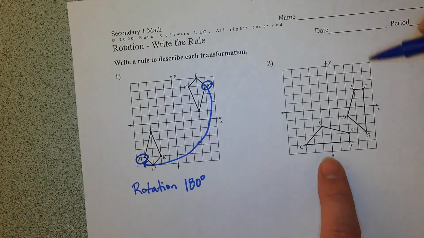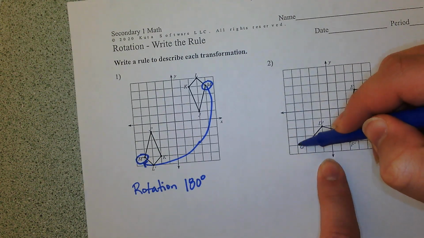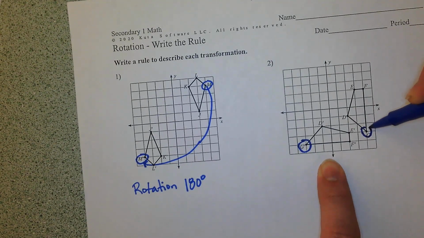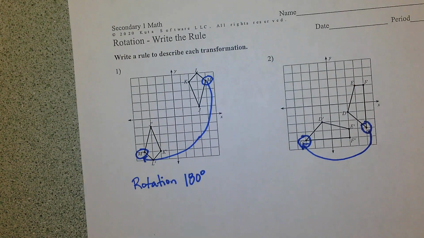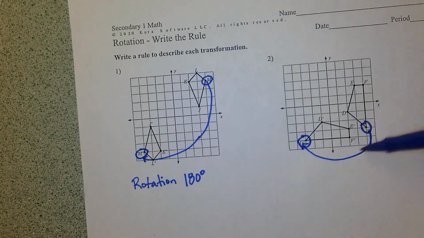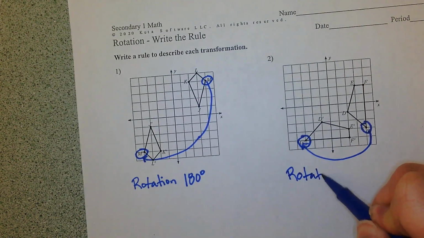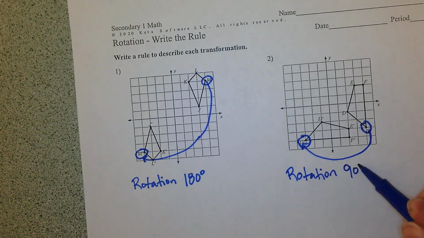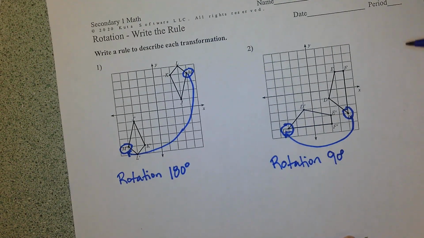Alright, let's look at number 2. So let's look at G. So remember, look from where the original is to the prime. So from the original to the prime. So we're only going from one quadrant to the next quadrant, so we're only moving one quadrant. So we know we're doing rotation, 90 degrees. Then we just got to figure out we're going clockwise or counterclockwise.